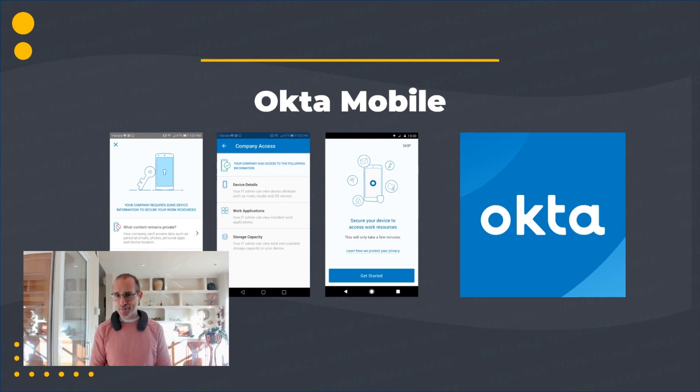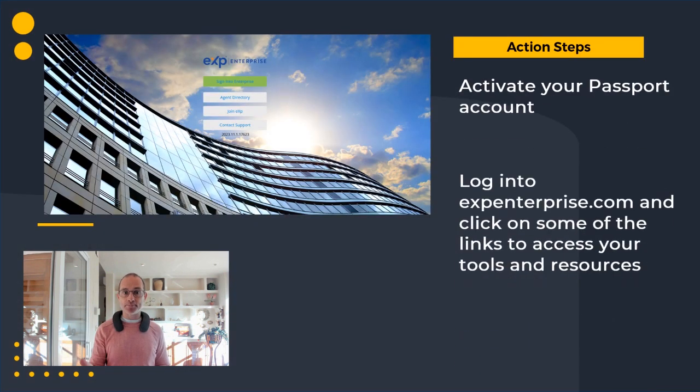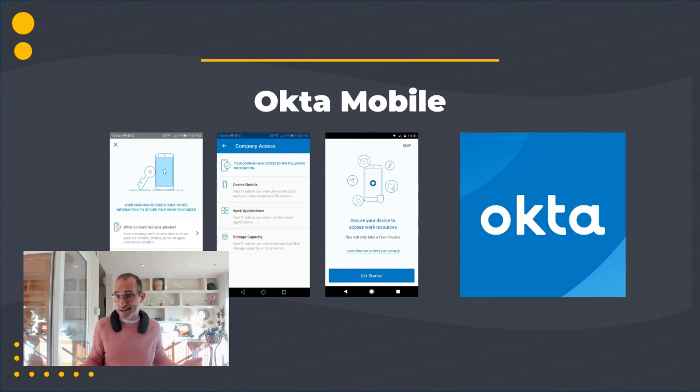All right, so that was a long one. So here's the action steps. Activate your passport. Go and get that done now. And then log into enterprise.com and click on some of the links so you can get familiar with the tools, because you're going to want to be tracking your business. And then downloading the app, the OKTA app to your phone. So activate your passport, log into enterprise.com and download the OKTA app. Spend a couple minutes getting that done, and I'll see you on the next video.